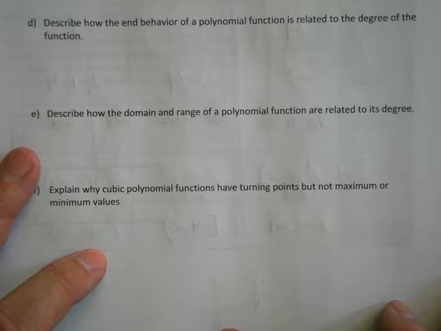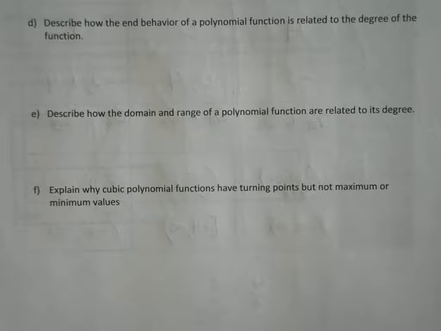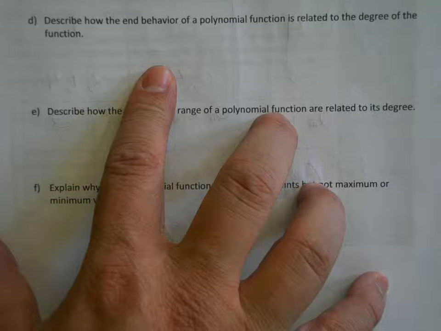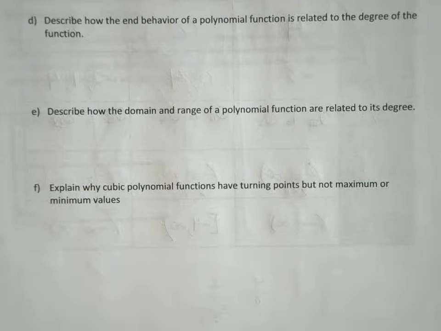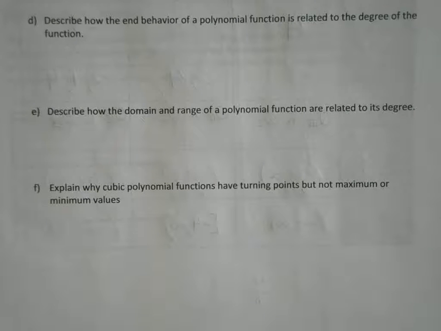Although I'll tell you this, I'm not writing down the answer to D because it's too long and I'm too lazy. Okay? I'm going to get up and wave my arms around. Okay? Tell me how the degree, what does it say? How the end behavior of a function is related to the degree of that polynomial function. Okay? Start with linear. What is linear?